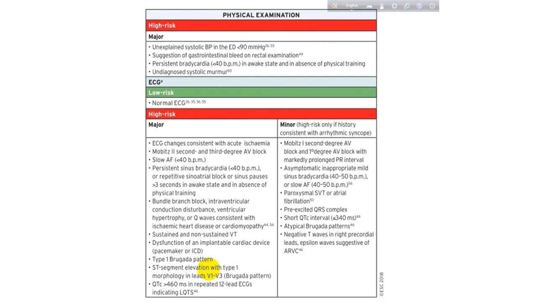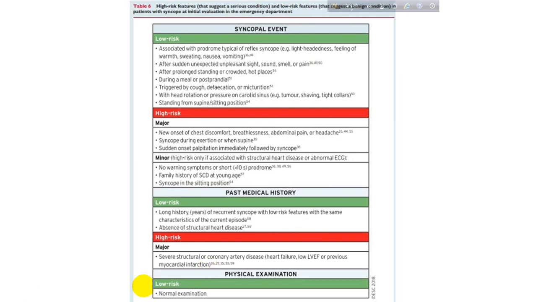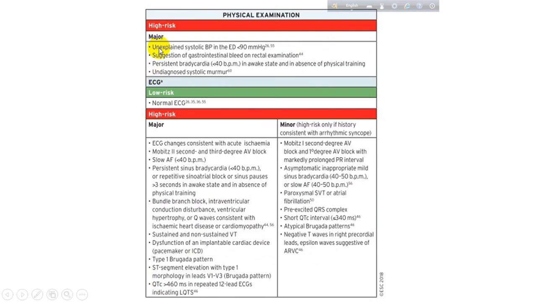Now, physical examination. From physical examination, low risk is normal examination, and high risks are major. High risks are, you see here, unexplained systolic BP in ED less than 90 millimeters of mercury, suggestion of GI bleed on rectal examination. Persistent bradycardia less than 40 beats per minute in awake state and absence of physical training, undiagnosed systolic murmur.